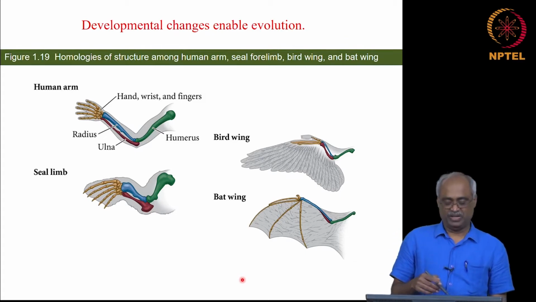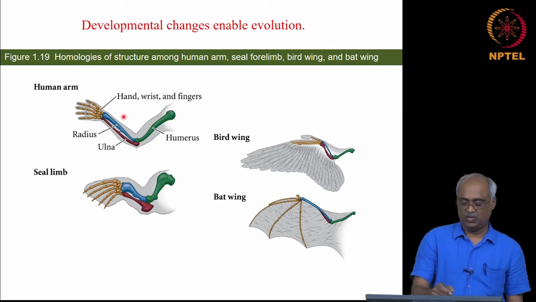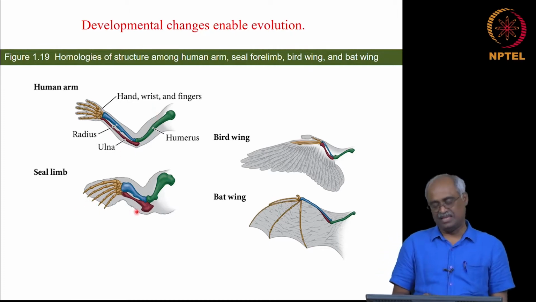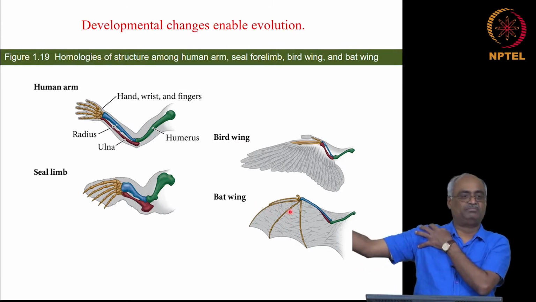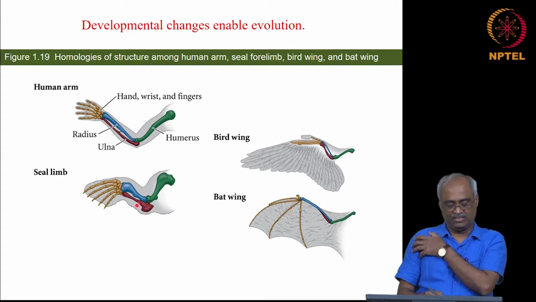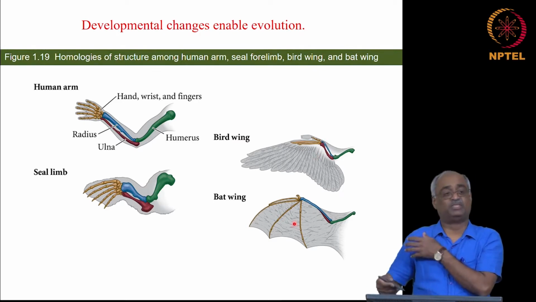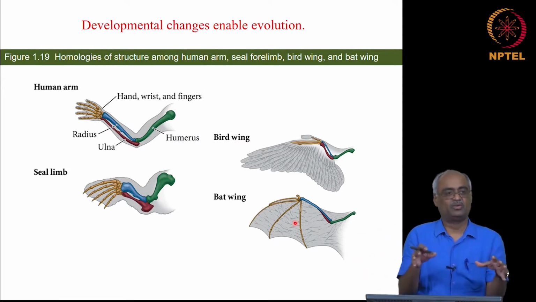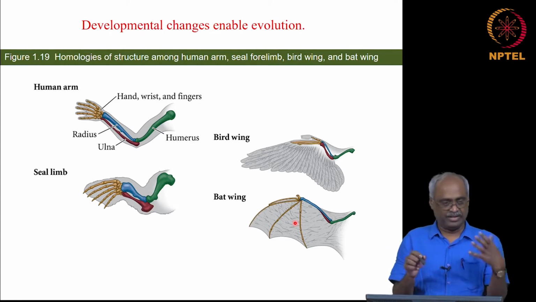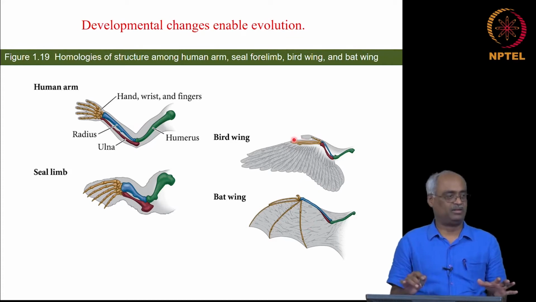So when we say homology, for example if you take the human arm and a seal limb or bird wing or bat wing, these are all forelimbs, modified into a hand, or a fin-like structure for swimming, or a bird's wing for flying or a bat's wing for flying. So a common ancestral structure you call homology. By that definition, our hand and bat wing and bird wing are homologous organs.